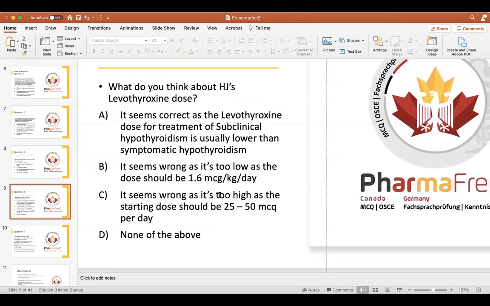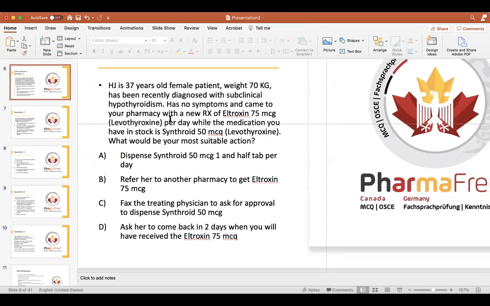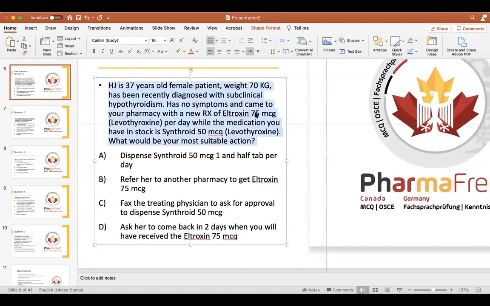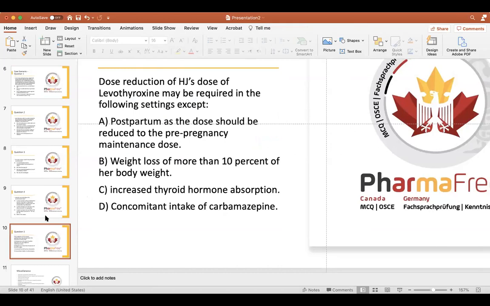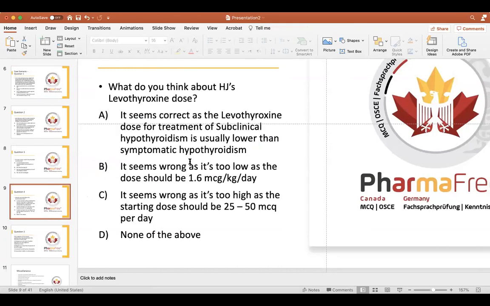Okay, question number 4. What do you think about HJ's levothyroxine dose? She's taking 75, correct? Here is the scenario. She's 37 years old. Her weight is 70. No symptoms, and the dose is 75. What do you think about the dose?